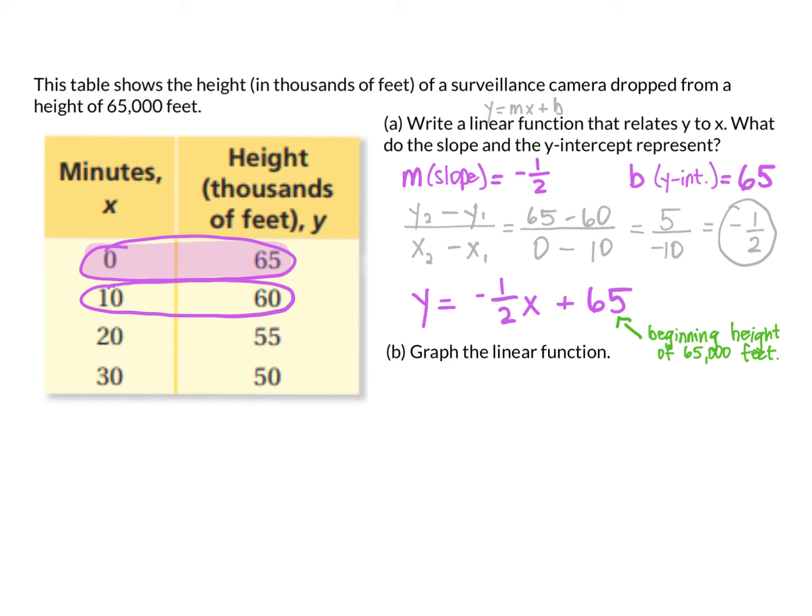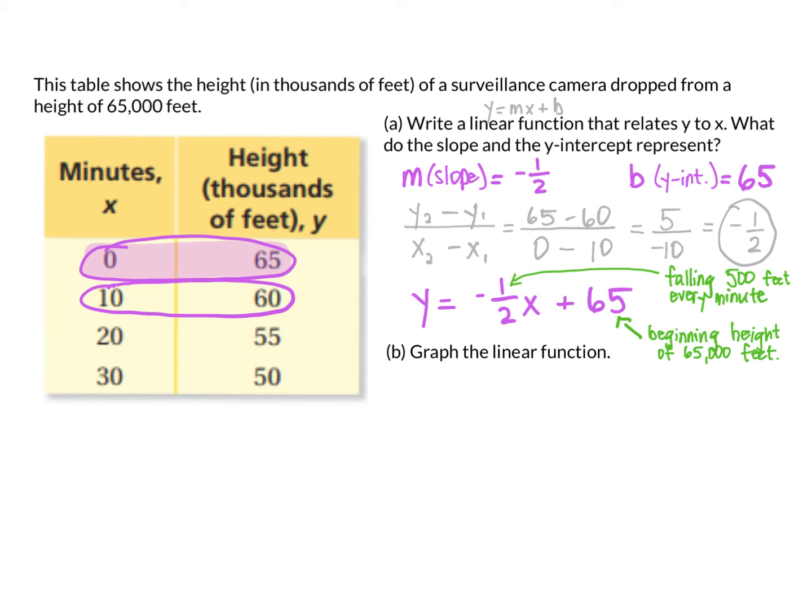So it is falling at, what's half of 1,500? So it's falling at 500 feet every minute, because x represents minutes. So every time we add a minute, it's going to fall 500 feet, okay? So that's what it represents.